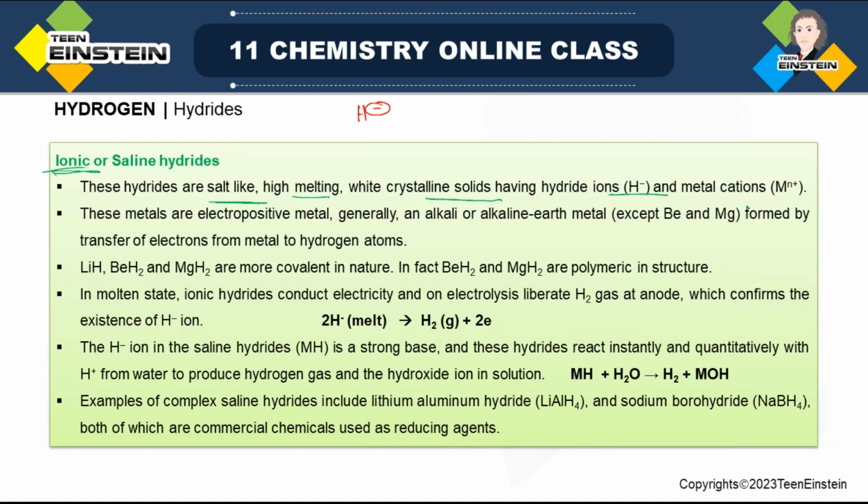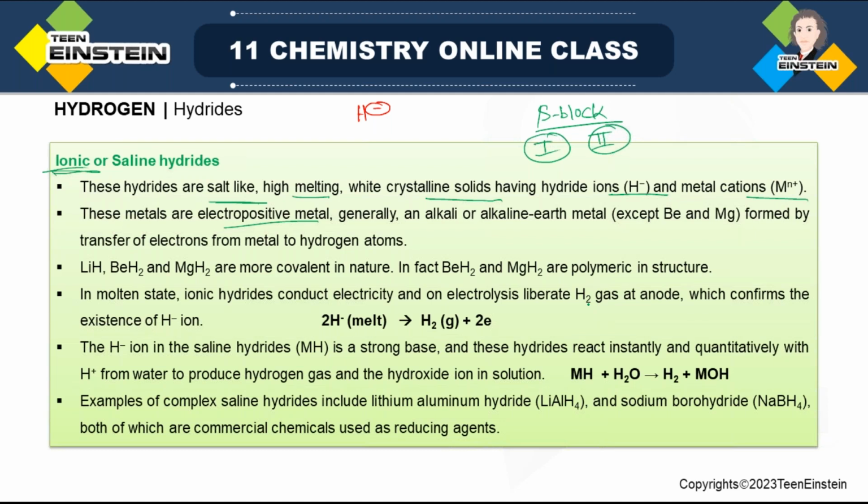So here we have H minus ion and metal cations. The other element is a very electropositive metal, though we know there are different types of metals in the periodic table. But here we are talking about electropositive metals. The most electropositive metals reside in the s block. In the s block we have group 1 and group 2. Group 1 is alkali metals, group 2 is alkaline earth metals. So now we have to consider these metals only.